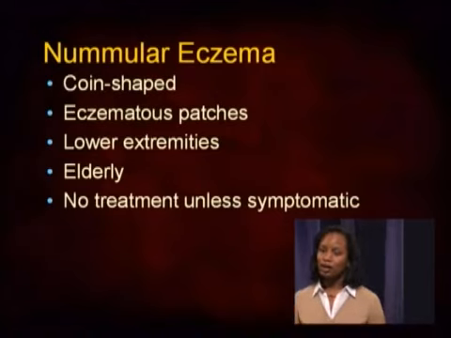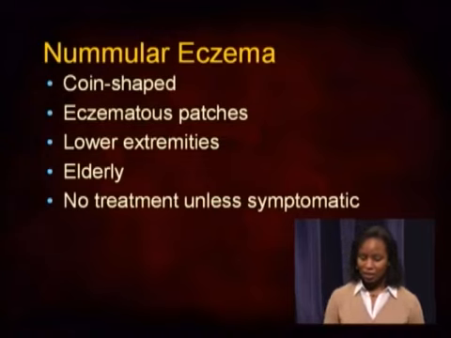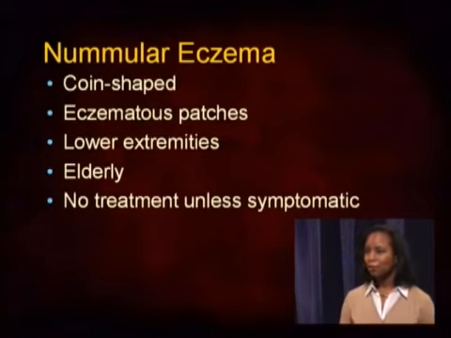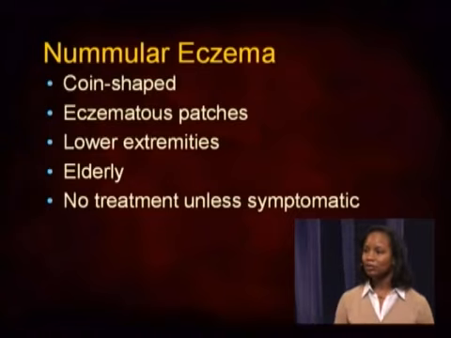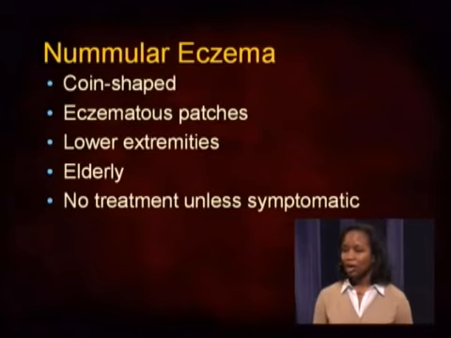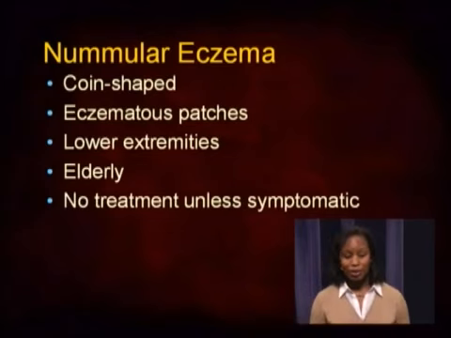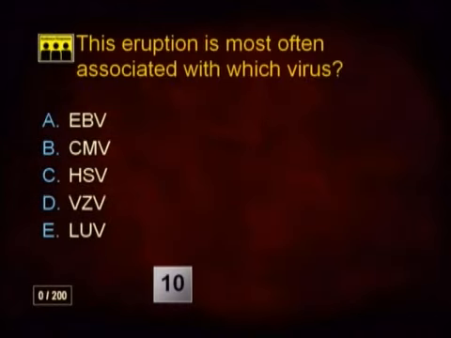Typically located on the lower extremities and seen more frequently in mature adults and elderly patients, and usually it's pretty asymptomatic. To look at it, you would expect it to be kind of itchy, but for the most part it's not, and patients usually do well just with a good lubrication regimen, so that's where a little petroleum jelly can go a long way. So back to this question, eruption associated with which virus?